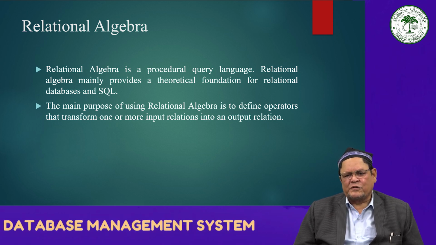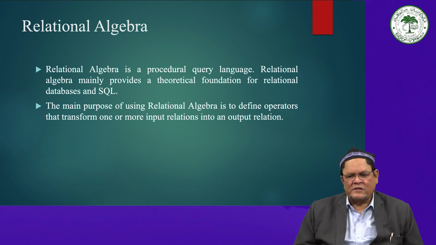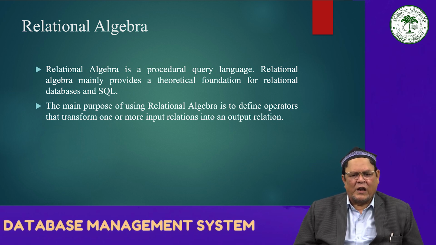Selection retrieves rows that satisfy specified conditions, while projection extracts specific columns. Set operations like union, intersection, and difference combine or compare tuples from different relations. Join combines tuples from multiple relations based on common attributes. Division is used for complex queries involving multiple relations. Relational algebra provides a formal mathematical foundation for query optimization and evaluation in relational database systems, enabling efficient data retrieval and manipulation.